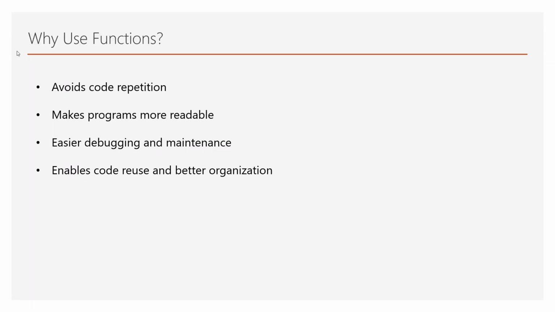Why use functions? Now what is the use? First thing, it avoids code repetition. You don't have to write the same code again and again. You just create that function once and then you can use it multiple times. It makes the program more readable. It is easier to debug and maintain, so you can easily go through the code and understand if there is some problem. It enables code reuse and better organization. Without functions we would have to write the same code multiple times, which is not a good thing, right? So functions allow us to define a task once and reuse it as needed. This makes our code easier.